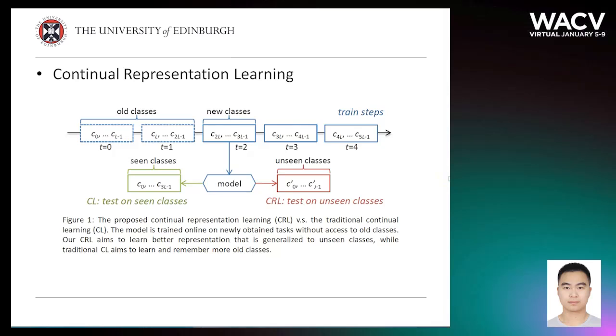The classical continual learning aims to continuously learn new classes without forgetting old ones. So the model is trained on new classes in each learning step, and then tested on all same classes. However, in many biometric identification problems, like face recognition, the trained model needs to not only recognize all same classes, but also generalize well to those unseen classes. Therefore, we propose the new setting, namely continual representation learning, which aims to learn better representation that is generalized well to unseen classes. So the learned model will be tested on unseen classes.